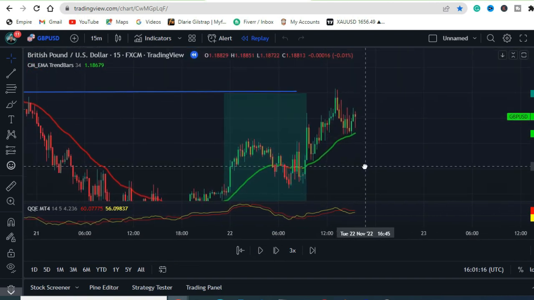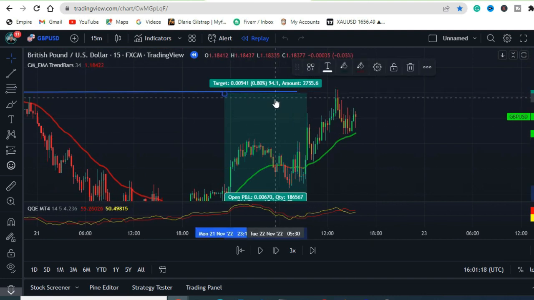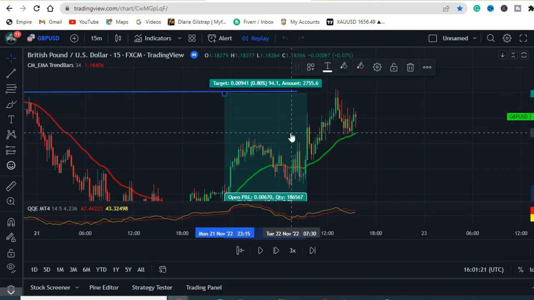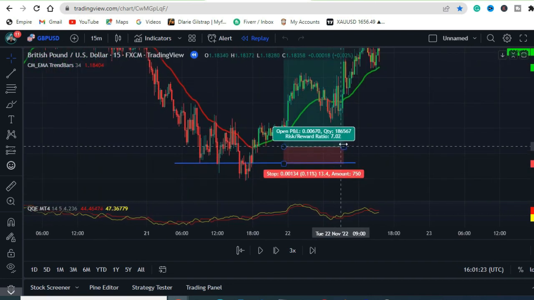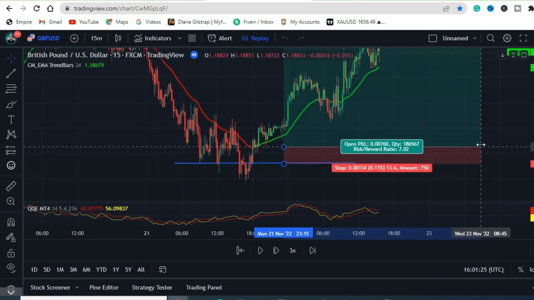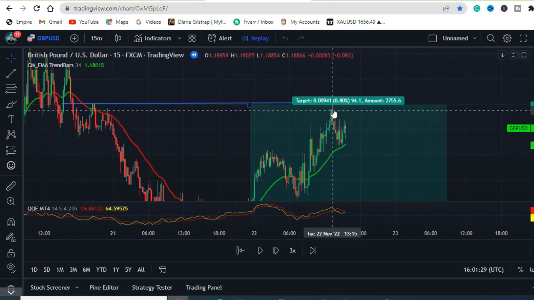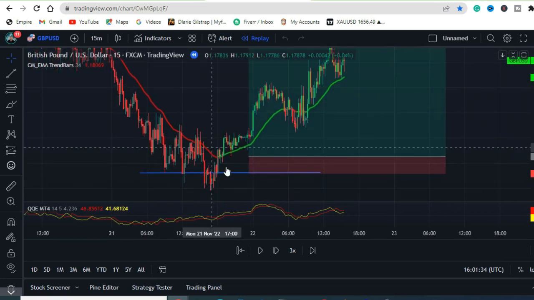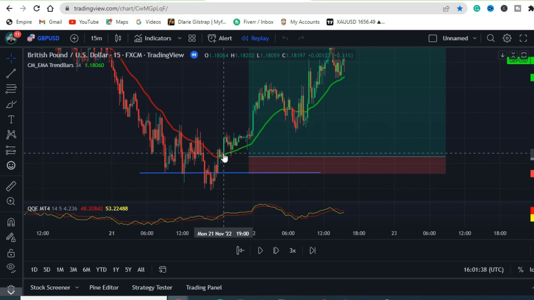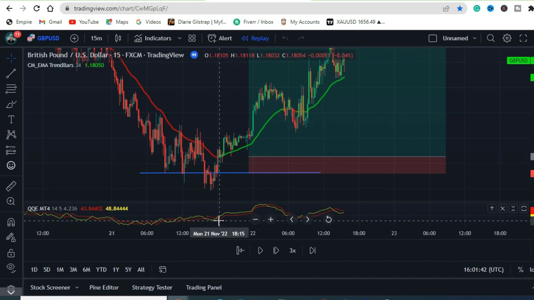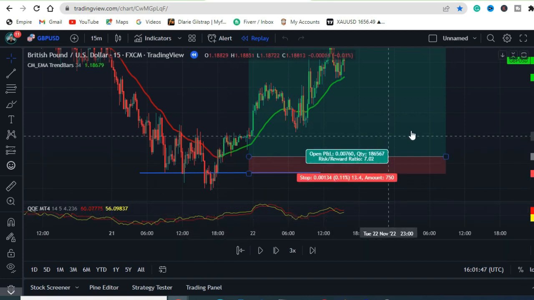So guys, we've hit our take profit right here. Let me pull it right here so you could see it. Reasons why we entered this trade is because we saw two confirmations. The first one was the fact that this line is bringing out green, and the second one is that this yellow line right here is crossing the red line.